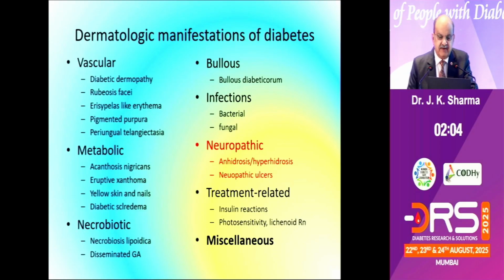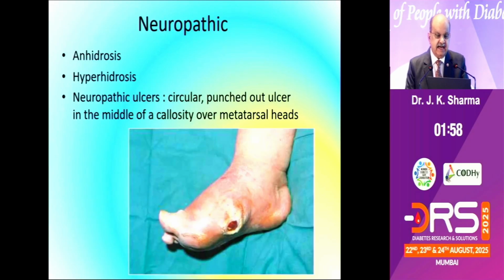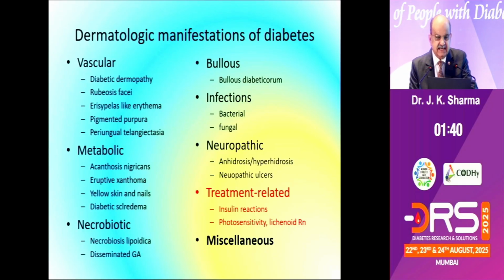Now we come to the neuropathic anhidrosis, hyperhidrosis and the neuropathic ulcers. Anhidrosis, neuropathic ulcer, these are circular punched out ulcers in the middle of a callosity over the metatarsal heads, and if there is involvement of the peripheral nervous system, diabetic peripheral neuropathy, and on top of that if there is a peripheral arterial disease also, then this incidence increases.